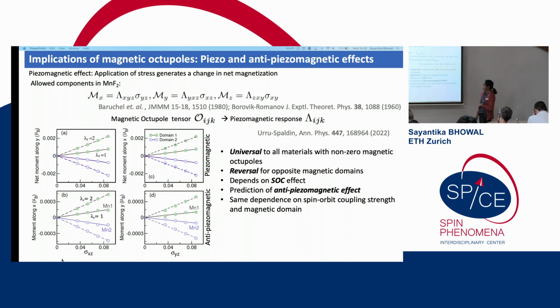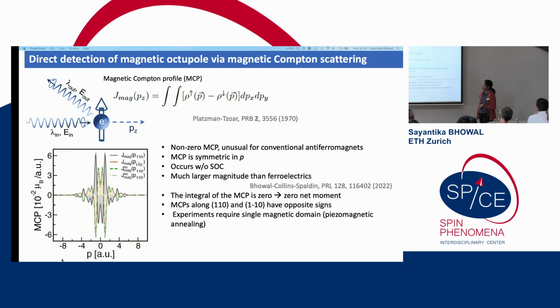Now, another important implication of magnetic octupole is in the magnetic Compton scattering experiment. Here the measured quantity is the magnetic Compton profile, which describes the 1D projection of the spin polarized electron momentum density along the direction of the scattering vector. Now the magnetic Compton profile was believed to be 0 in all antiferromagnets because of the degenerate up and down spin polarized bands. However, in altermagnets, this is not the case.